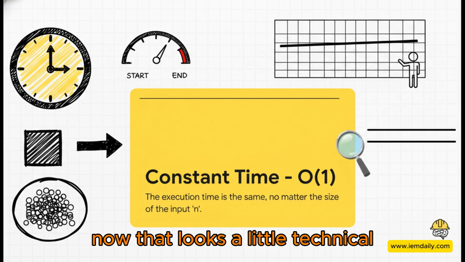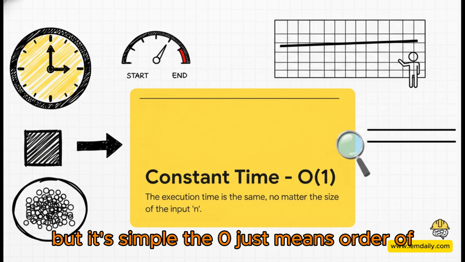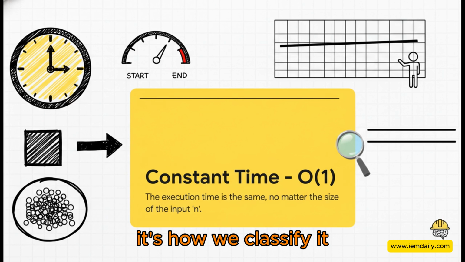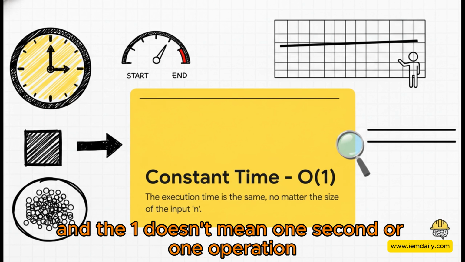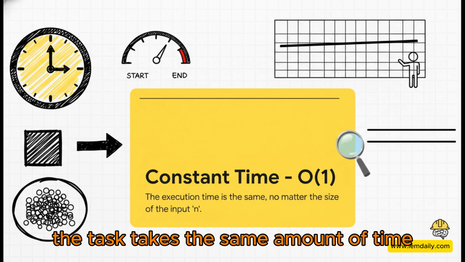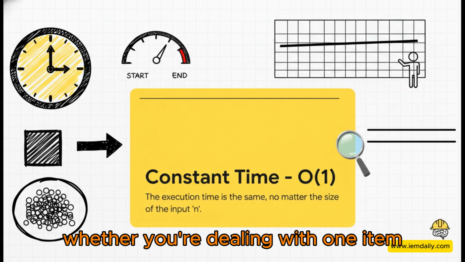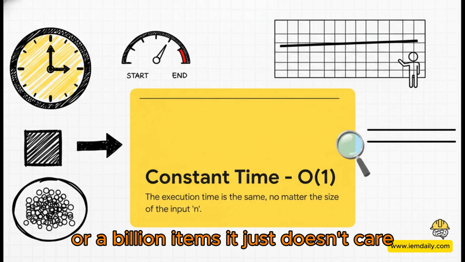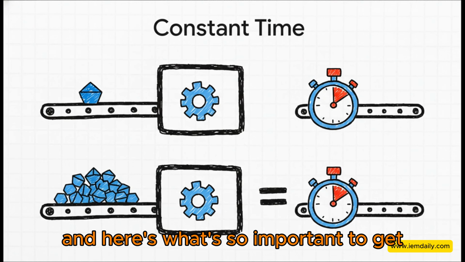Now, that looks a little technical, but it's simple. The O just means order of, it's how we classify it, and the 1 doesn't mean 1 second or one operation. It just means a constant amount of work. The task takes the same amount of time, whether you're dealing with one item or a billion items. It just doesn't care.